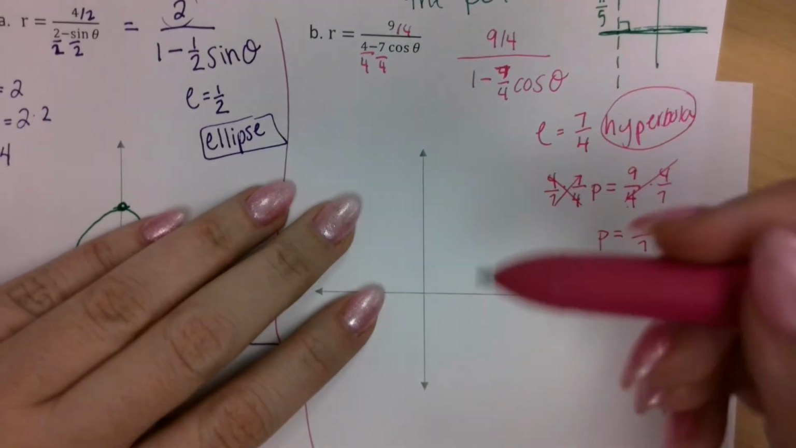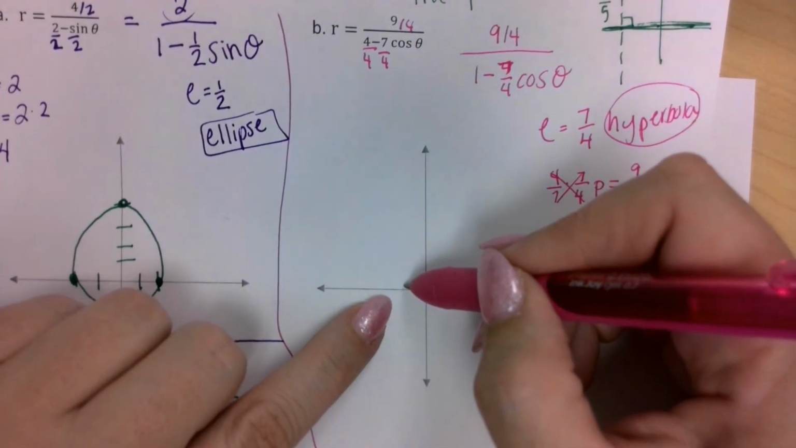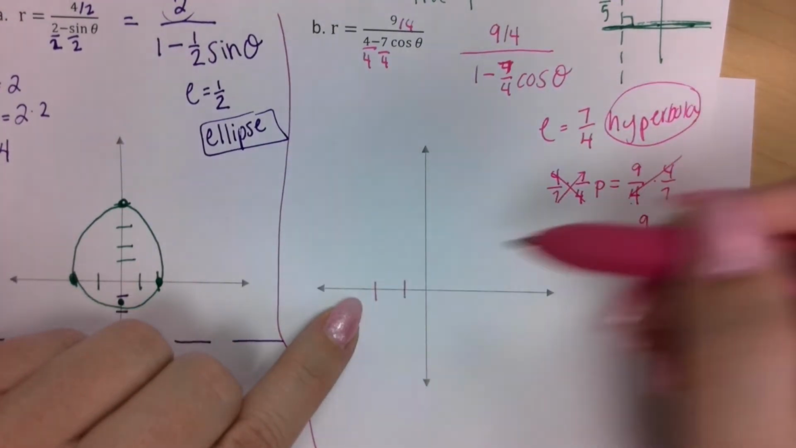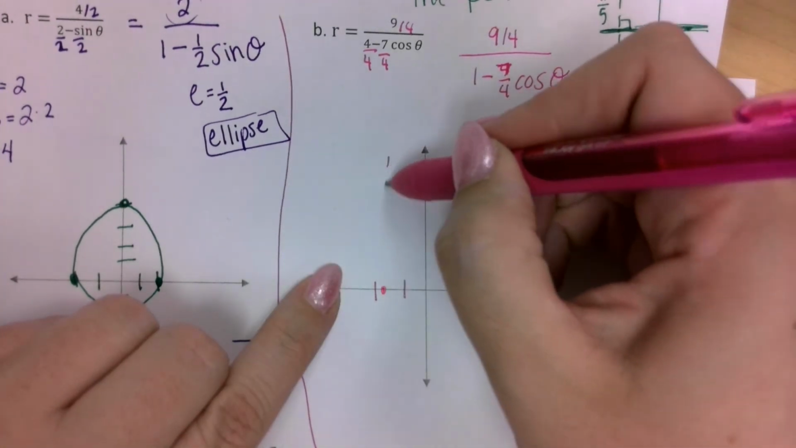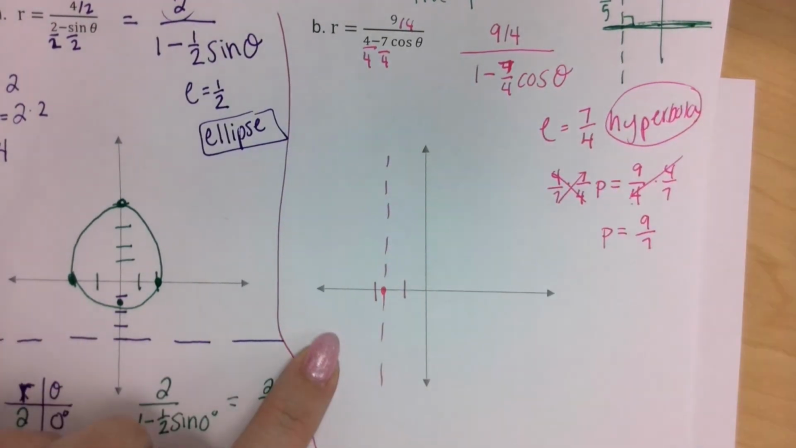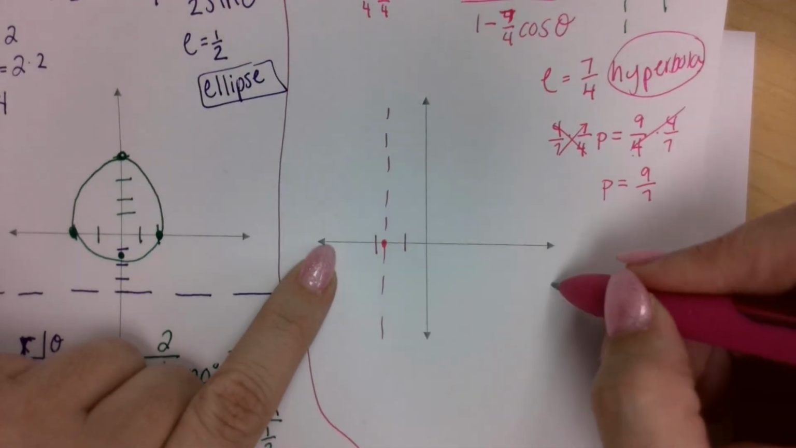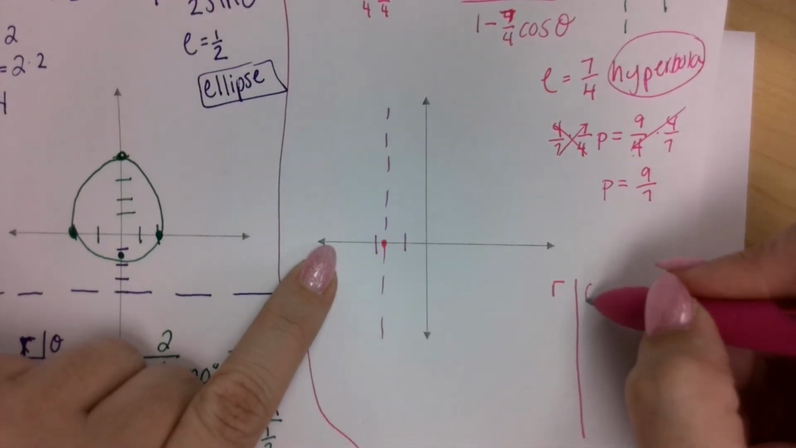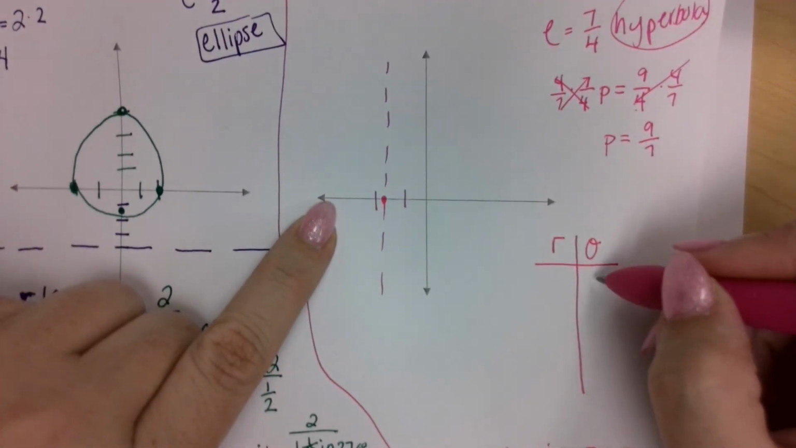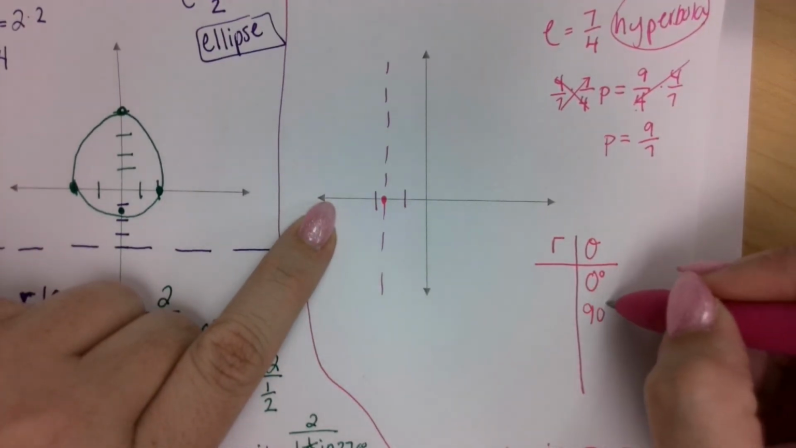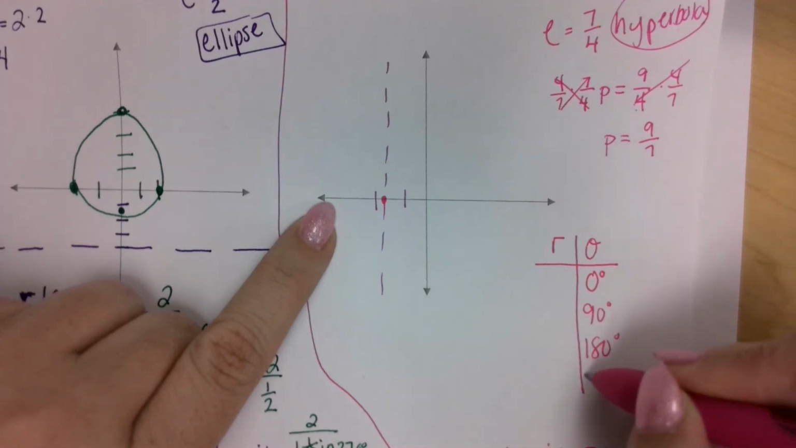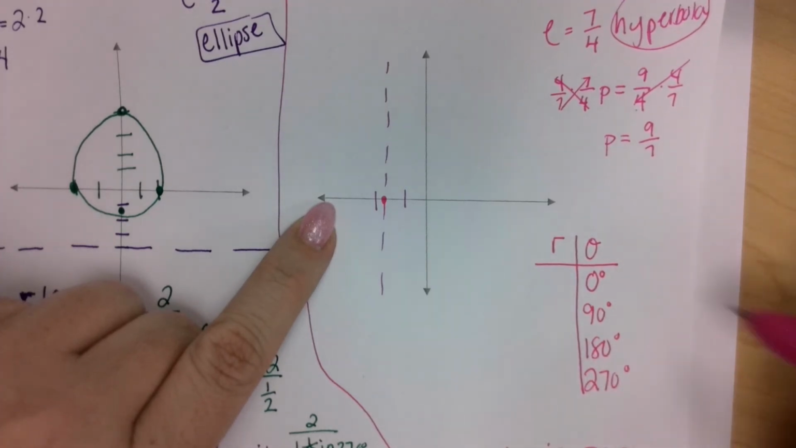So 9 over 7 units is a little over 1. So if that was 2, let's say our directrix is right here. So there's our directrix. Now to get the other points on our plane, we're going to have to create our R theta chart. We're going to do 0, 90, 180, 270. We're going to plug in our values into our equation.